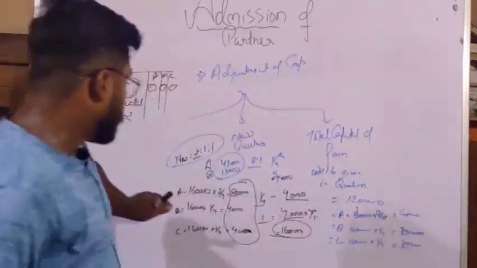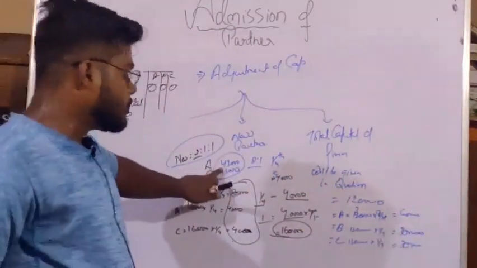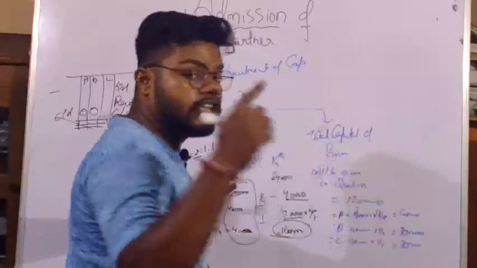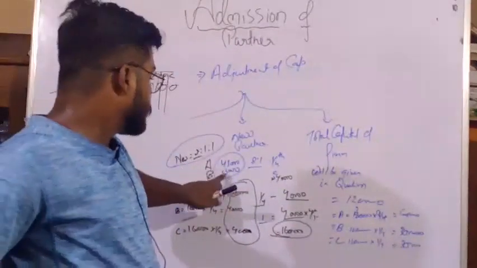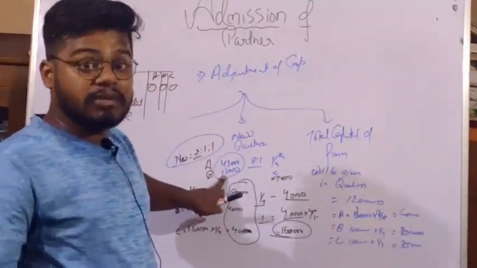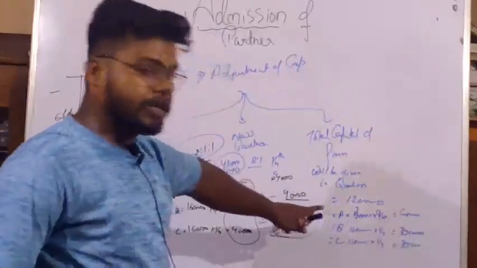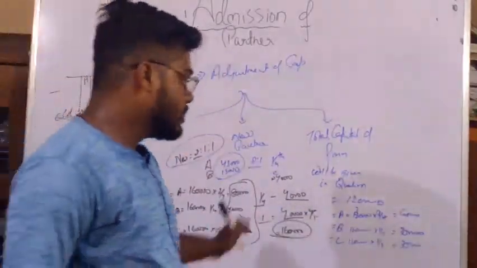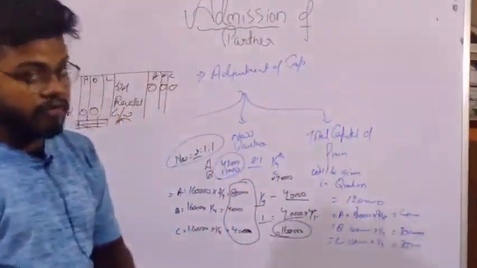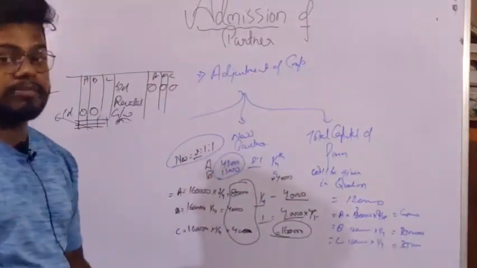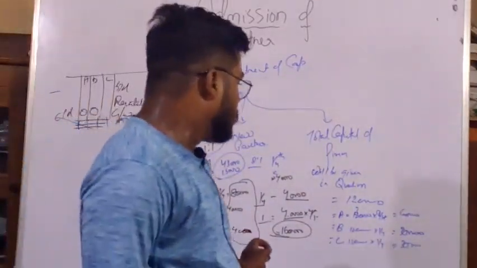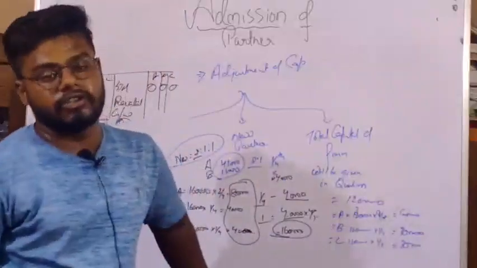Now let's check how much. A has 45,000. That means A has to bring 15,000 more. What about B? B has 15,000. That means B needs to bring 15,000 more, and C will bring 30,000. This we call adjustment of capital as per the profit sharing ratio.